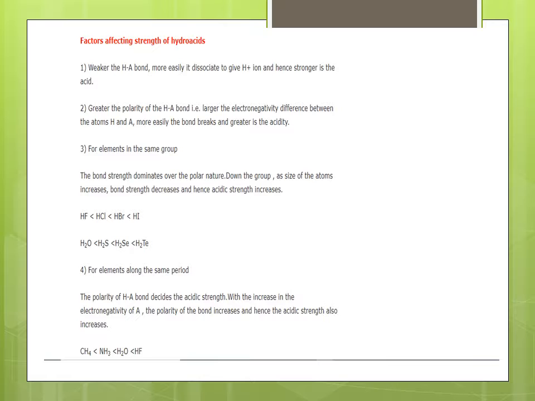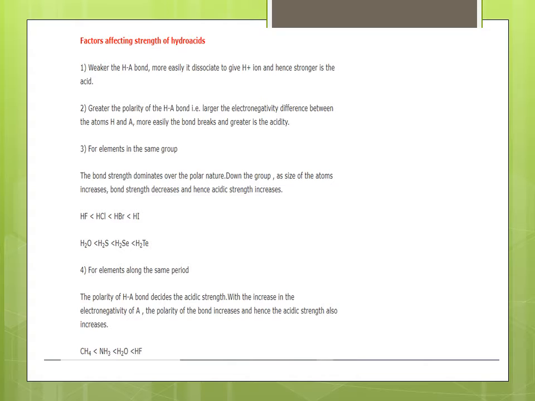For elements in the same group, the bond strength dominates over the polar nature. Down the group, as the size of the atoms increases, bond strength decreases and hence acidic strength increases. It means the acidic strength of HF is less than HCl, then HBr, then HI. Similarly for the group 16 hydrides.